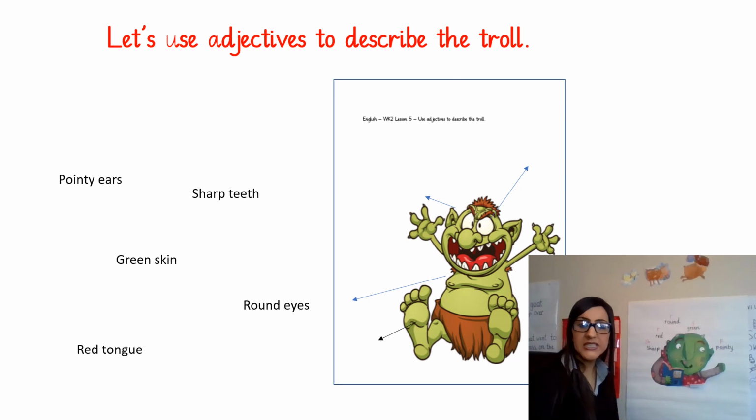So you will need to have worksheet 5, that's lesson 5, and you're writing adjectives for the troll. Have a go. Next week we'll be concentrating on adjectives too. So if you don't understand them this week, don't worry. Just tell me what you think the troll looks like. Okay? Have fun and I'll see you next week.